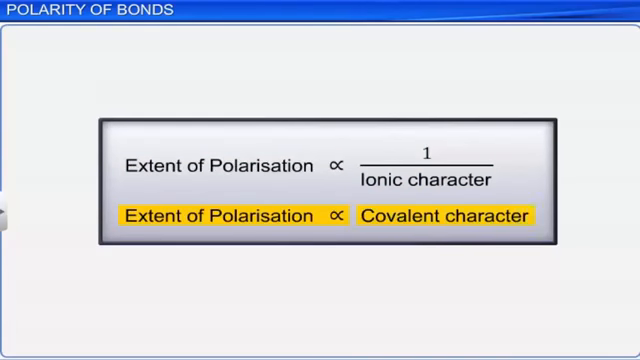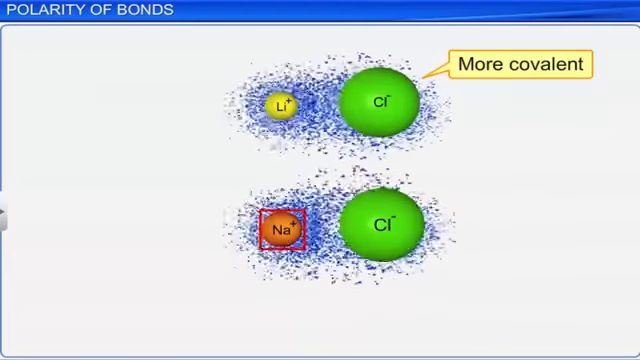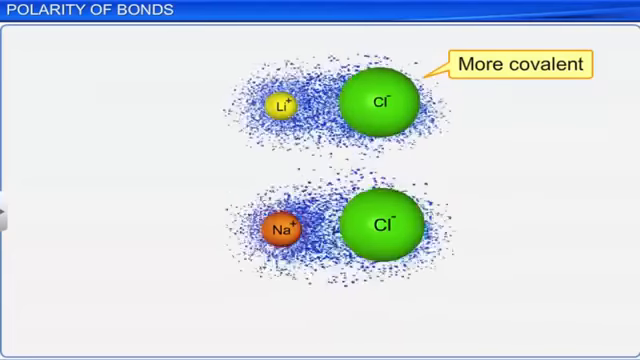The smaller the size of the cation, the greater is the covalent character of an ionic bond. For example, lithium chloride is more covalent than sodium chloride because the size of the lithium cation is less than that of the sodium cation. The smaller cation has a higher electron density, and hence it can distort the electron cloud of the anion easily.